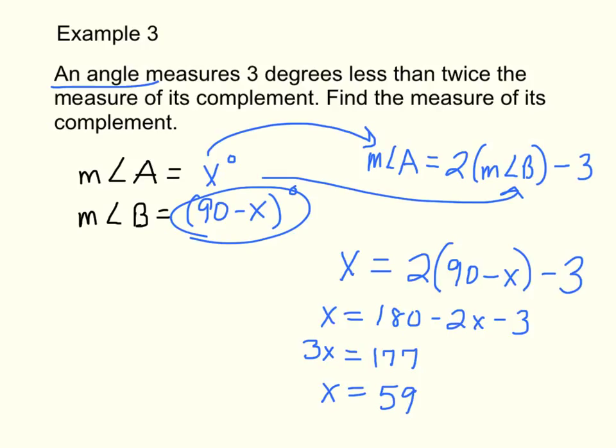The complement is 90 minus that. So one angle is 59 degrees. What's its complement? Well, 90 minus 59 gives us 31 degrees. So the complement is 31 degrees.